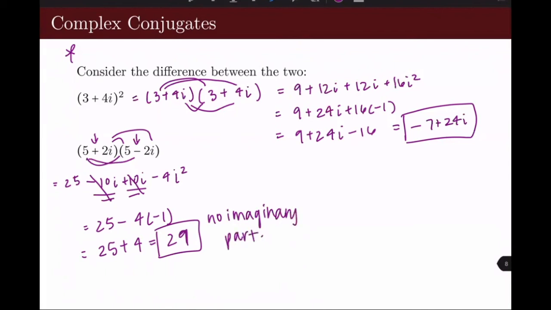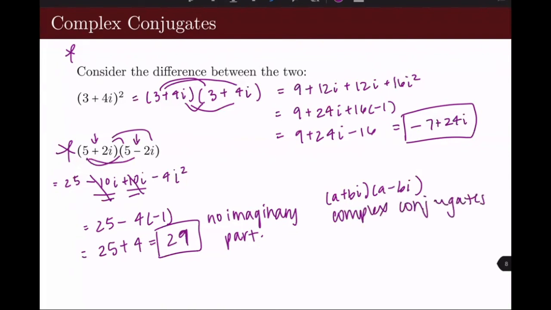So these are called complex conjugates. So a plus bi and a minus bi are the complex conjugates. We're interested in them because when you multiply them together, you're left with no imaginary part of your original number.